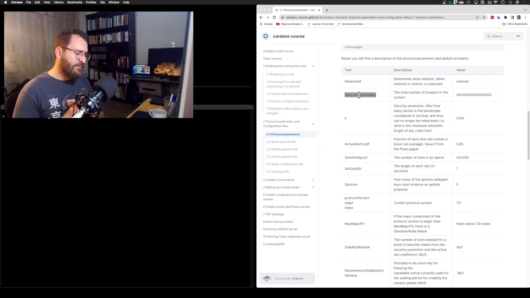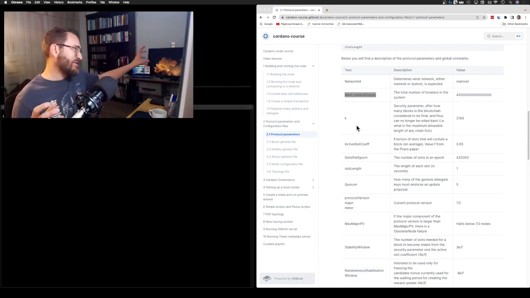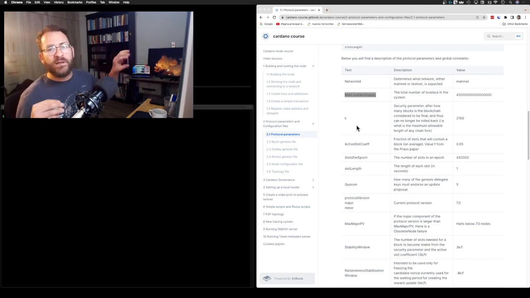Then we have k. This is one of the favorite parameters, let's say, because it is very powerful, and it is known as the security parameter. And it basically tells us after how many blocks a block or a transaction inside a block has become stable, so that we are certain that it will not be rolled back.